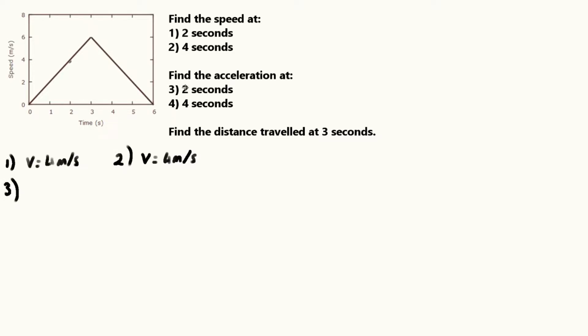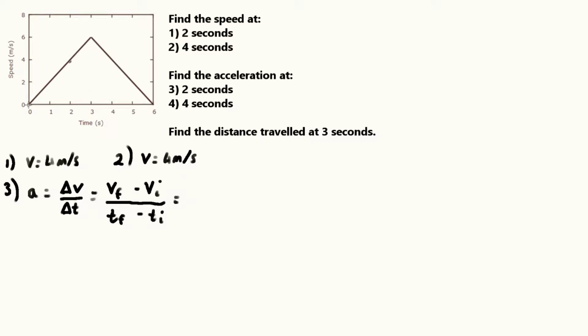For question 3, we had to find the acceleration at 2 seconds, and then for question 4, we had to find the acceleration at 4 seconds. We can see that the speed time diagram has the same slope between 0 and 3 seconds. Therefore, when finding the gradient, we're going to consider this time period as a whole. We know that on the speed time diagram, a, the acceleration, is equal to the change in speed over the change in time, which equals the final speed minus the initial speed divided by the final time minus the initial time.